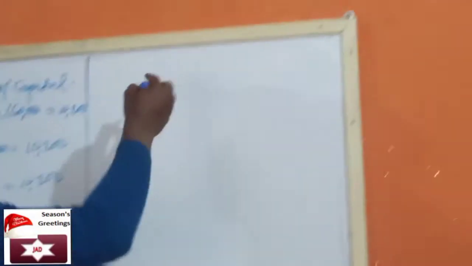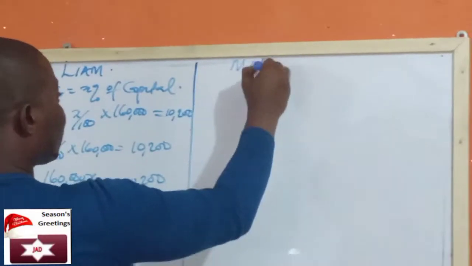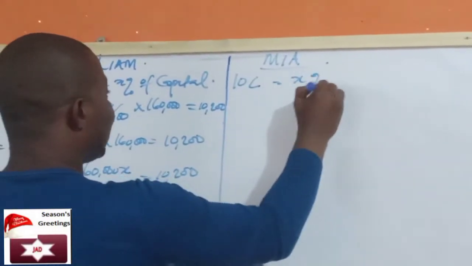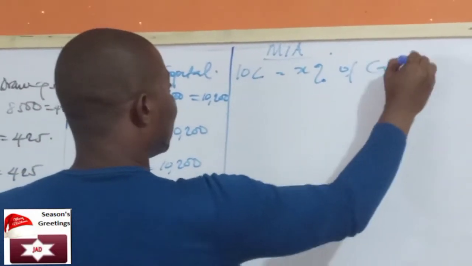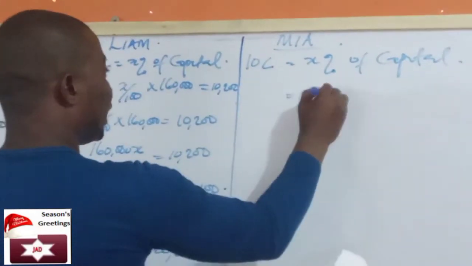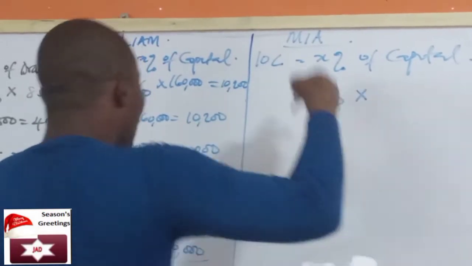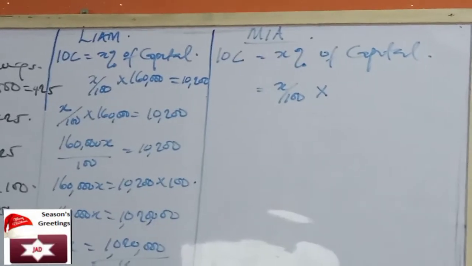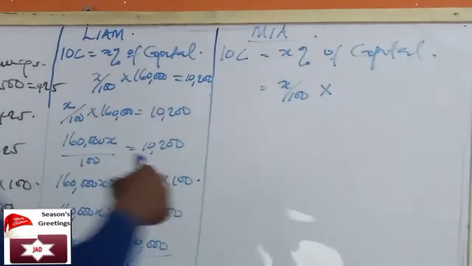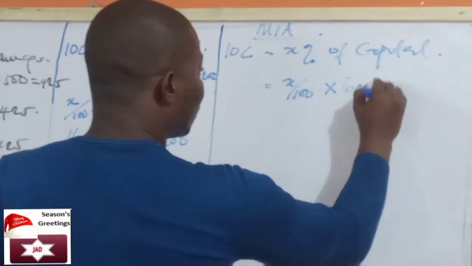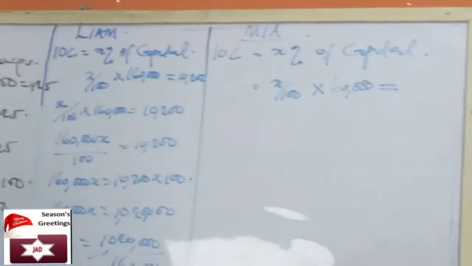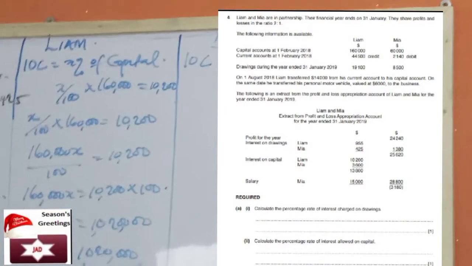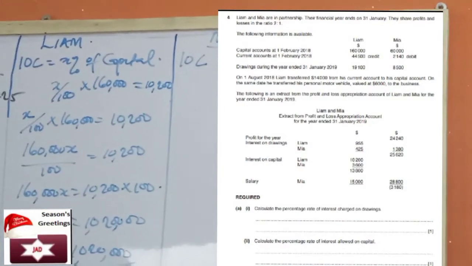So if we're doing it for Mia, the same way, interest on capital now, X% of what? Capital. I already explained the approach. That will be X over 100 times the capital contributed by Mia. Question says $60,000. That will be X% of $60,000 equal to the interest on capital shown in the appropriation extract there. I can see 3,600. That will be equal to 3,600.